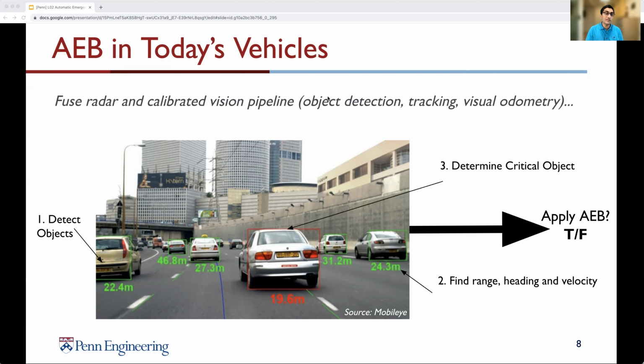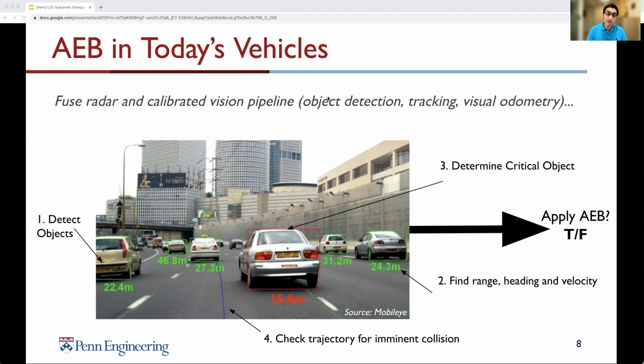The third part is we need to isolate, of all these vehicles, which ones are critical to us. That means they pose the highest risk of having a crash. For example, the nearest vehicle may not be the most critical if its relative distance is not decreasing rapidly.